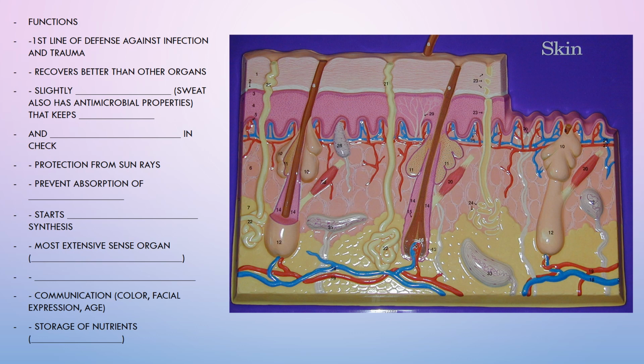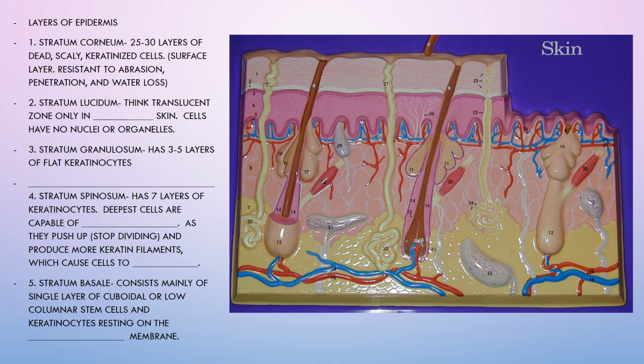You also have the storage of nutrients, and in this example, you have that hypodermis again, which is fat. So you have the storage of fat there. So let's talk about those layers of the epidermis. There's several layers to the epidermis. You have 5 of them that are listed on this model.